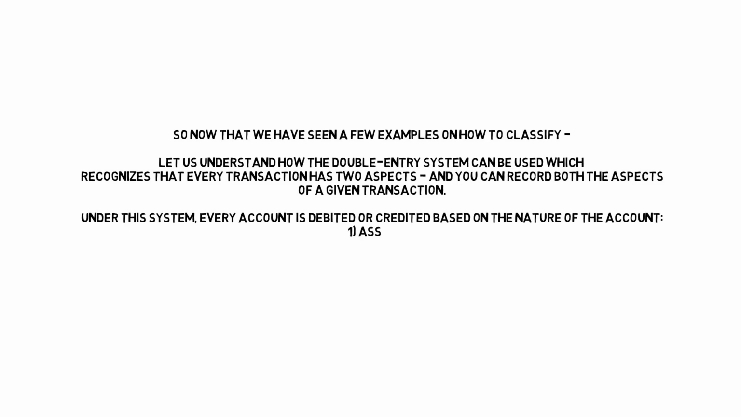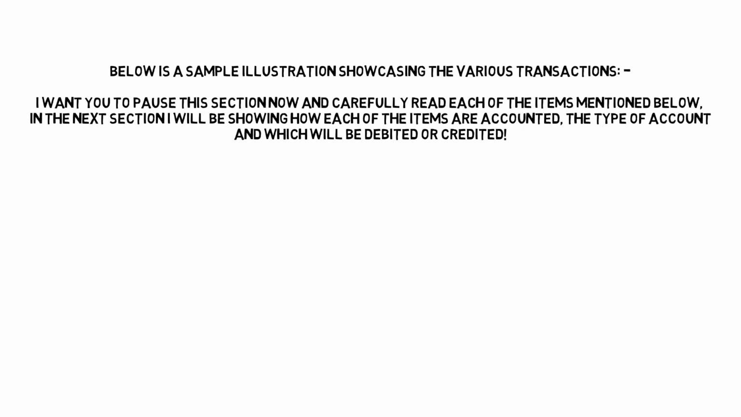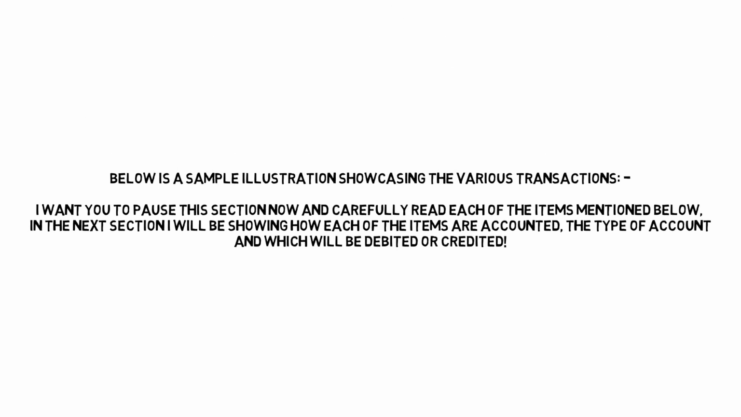So now that we have seen a few examples on how to classify, let us understand how the double entry system can be used, which recognizes that every transaction has two major aspects and you can record both the aspects of a given transaction. Under this system, every account is debited or credited based on the nature of the account, which is asset, capital, expense, revenue, and liability that belongs in the business. Below is a sample illustration showing the various transactions. There are 12 of them specifically.